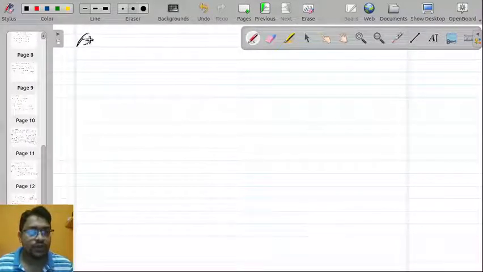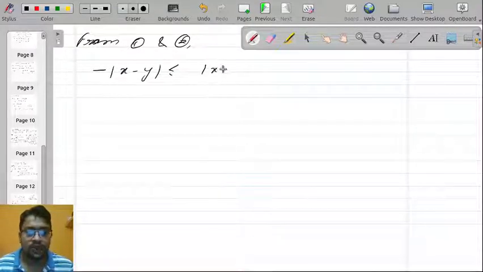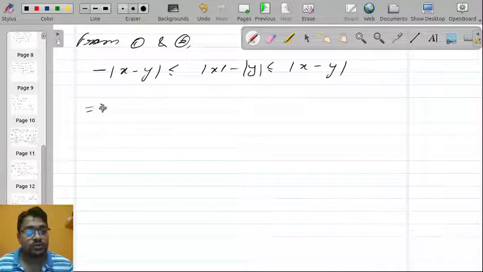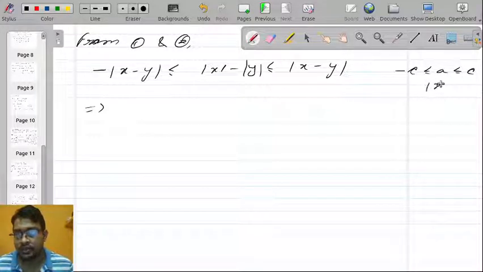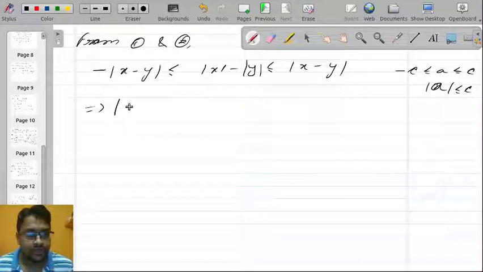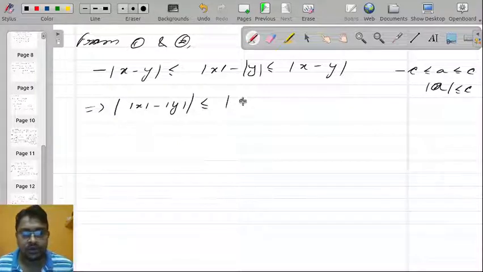So from 1 and 2 we can write minus of mod of x minus y is less than or equal to mod x minus mod y, and this is also less than or equal to mod of x minus y. So we have something similar to minus c less than or equal to a less than or equal to c. So from there I can always write mod a is less than or equal to c. So from this it follows that mod of mod x minus mod y is less than or equal to mod of x minus y.